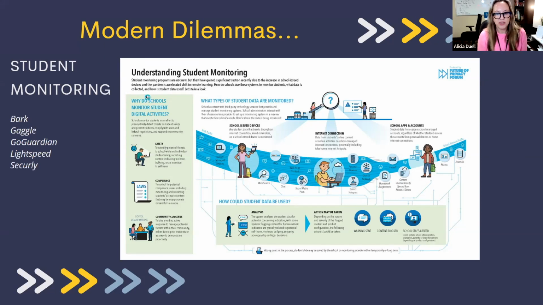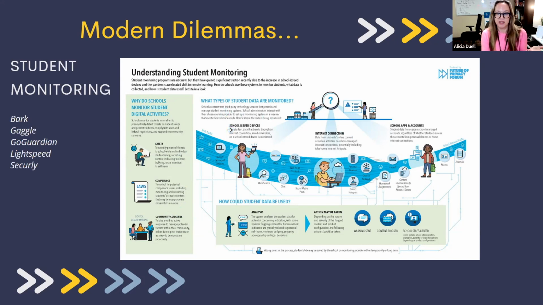First, we have to ask, why do schools monitor student digital activities in the first place? Number one, safety. We want to keep kids safe. We want to keep our schools safe. Two, compliance. Some schools interpret the CIPA law as needing to do some kind of monitoring to mean we have to monitor everything all the time. And then community concerns, to show the community that we are concerned about student safety and we're taking concrete steps to support student safety.